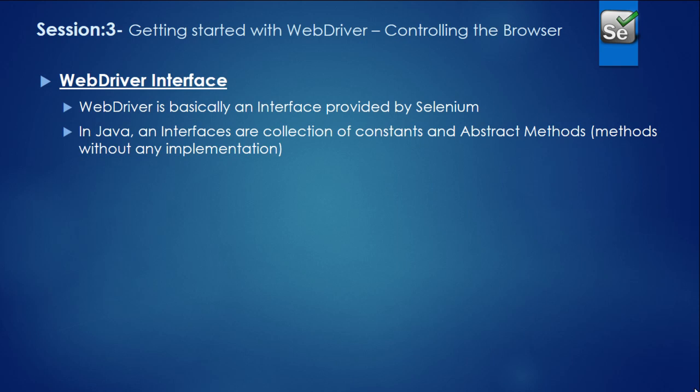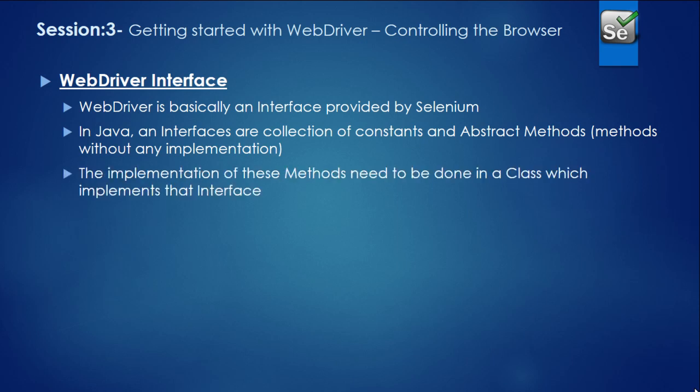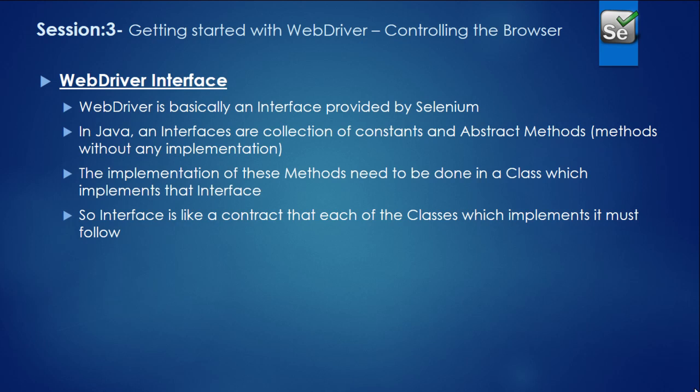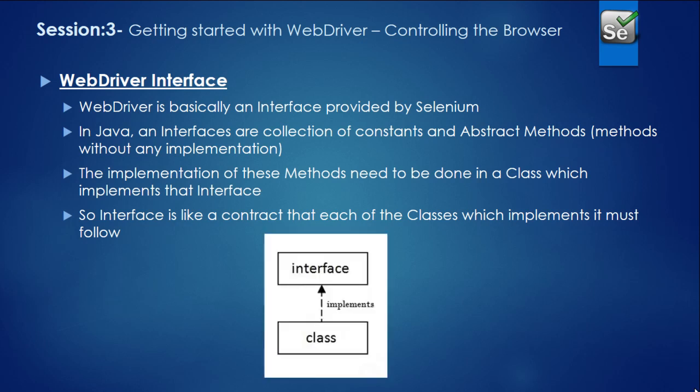The implementation of these methods needs to be done in a class which implements that interface. So an interface is like a contract that each of the classes which implements it must follow. So the WebDriver entity is actually an interface which serves as a contract that each browser specific implementation class must follow. Then classes for every browser were written which implemented this interface and are designed specifically for that browser.